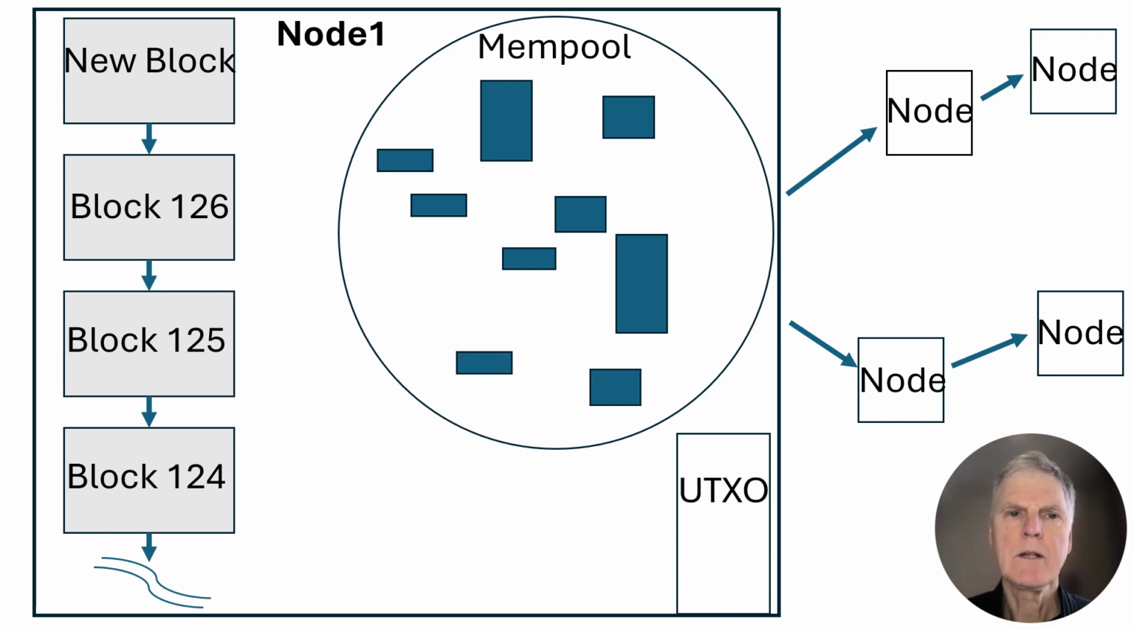But wait, the nodes are in competition. So why is a node prepared to add another node's block to the blockchain? This is because it is in a node's best interest to do so, as will become apparent shortly.